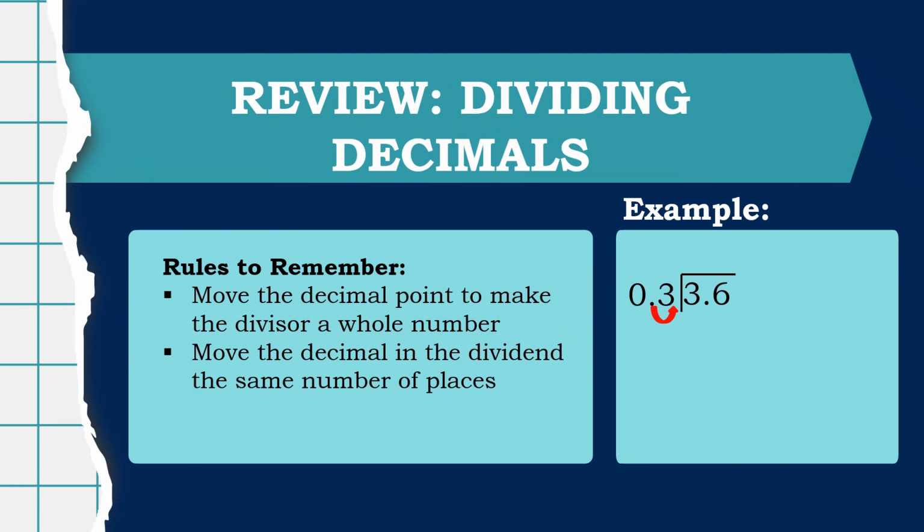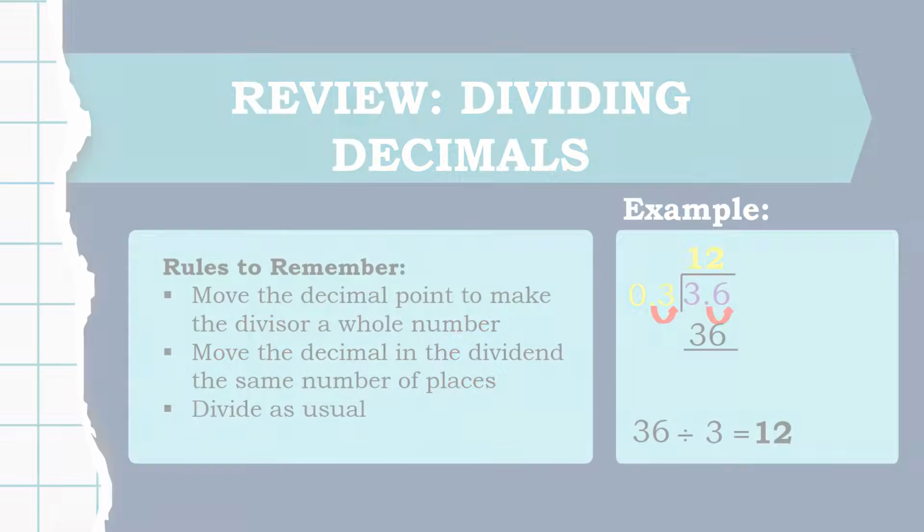And also, we're going to move the decimal point in the dividend the same number of places as in our divisor. So we move once in our divisor, so we're going to move once also in our dividend. So 3.6 becomes 36. Then divide as usual. Now our number becomes 36 divided by 3, and the answer is equal to 12. 12 times 3 is equal to 36.